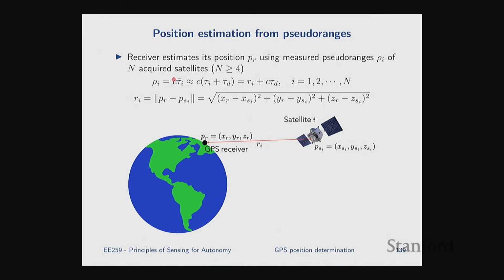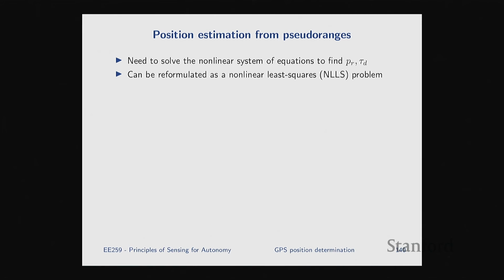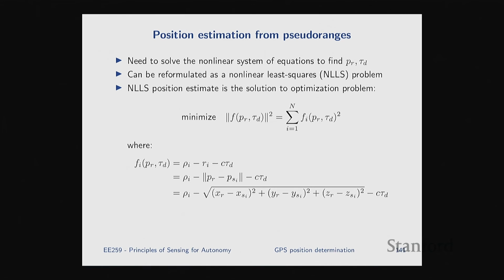Now you have at least 4 of these measurements, and what you're trying to estimate, remember, is 4 parameters. You need your PR, which is an X, a Y, and a Z itself, so XR, YR, and ZR, 3 numbers, plus tau_d that you need to estimate. You can formulate this as a nonlinear system of equations and then solve it using your favorite nonlinear solver. The easiest one is the Gauss-Newton method that we'll talk about. But let's set up the problem first.